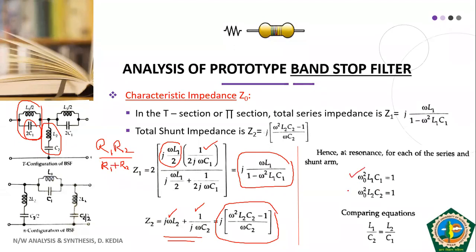Then as we have discussed earlier, for operation of the band stop filter, we need both the series and shunt arms to be in resonance. So this is a resonant condition. So omega naught is the resonant frequency. So we have omega naught square L1 C1 equal to 1. Similarly, omega naught square L2 C2 equal to 1. If you compare the two, that means omega naught square L1 C1 will be equal to omega naught square L2 C2. You get this expression. The same expression we obtained for your band pass filter as well. I hope this is clear to you. Next.